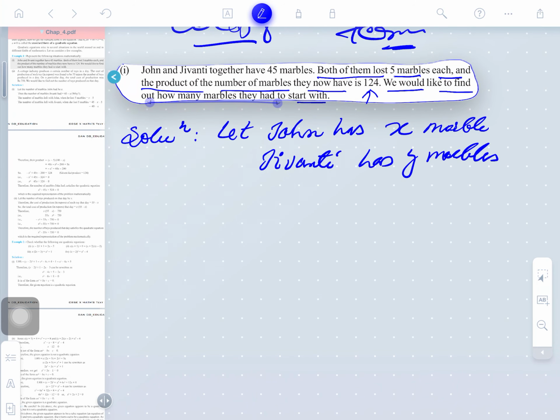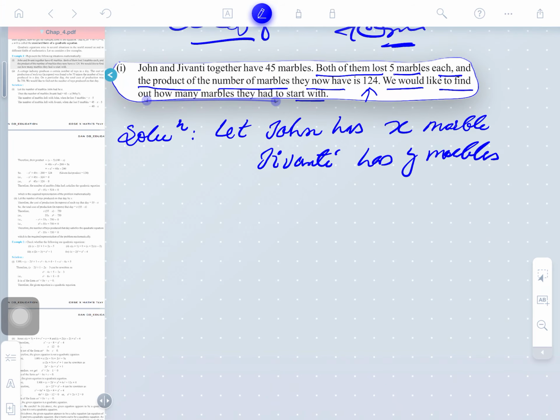I am telling a trick to solve the word problem. Okay, Jivanti has y marbles. So what is the first case, please? The first case is John and Jivanti together have 45. So the first case, John and Jivanti, means x plus y together is 45. This is the first case. Clear?